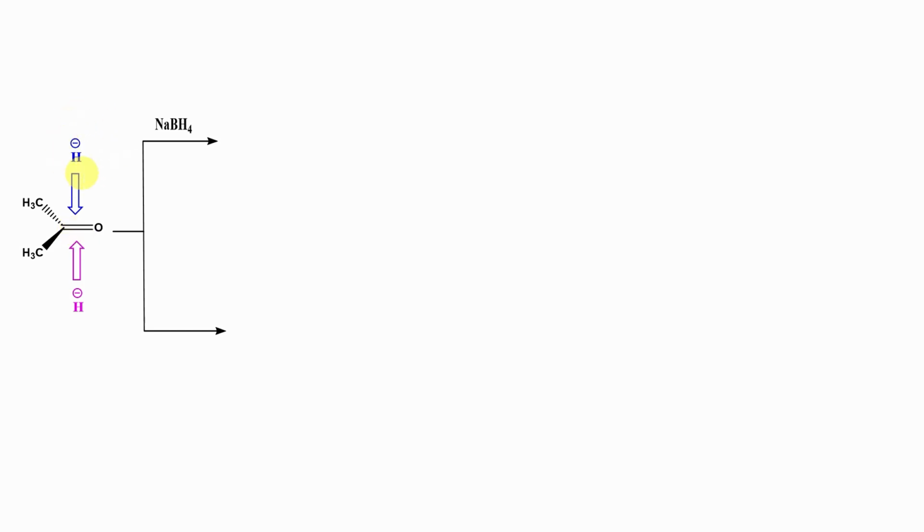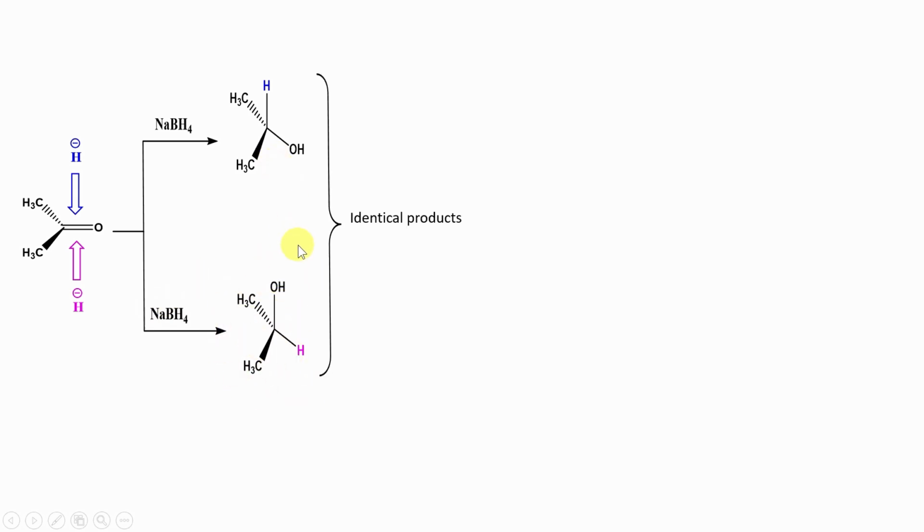If the addition of hydride ion takes place through this face, then we will get this alcohol, isopropanol or 2-propanol. Or if the addition of the hydride ion takes place through this face on treating with sodium borohydride, then we will get 2-propanol, the same molecule. You can see both are identical, and hence both of these faces of acetone are homotopic.